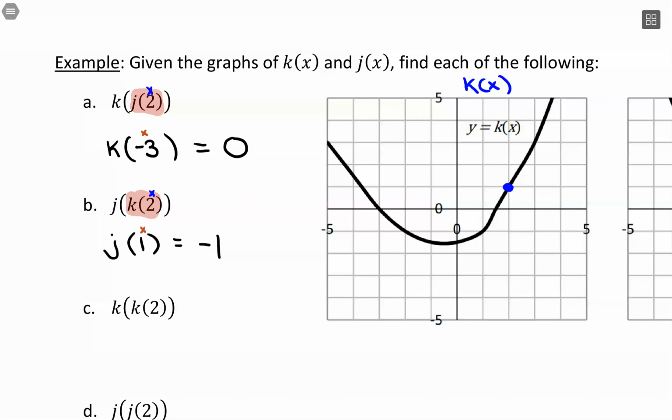At k of 2, we let x equal positive 2. We want to see where the function output is. I actually already have that point marked. When x is 2, the output is positive 1. And then, looking at k of 1, if x is positive 1, where is k of x? It's down there at negative 1.